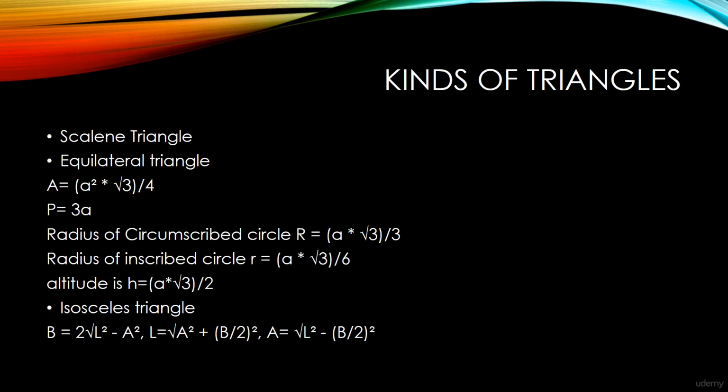For a given perimeter, an equilateral triangle has the largest area. For a given area, an equilateral triangle has the smallest perimeter. With an equilateral triangle, the radius of the incircle is exactly half the radius of the circumcircle.